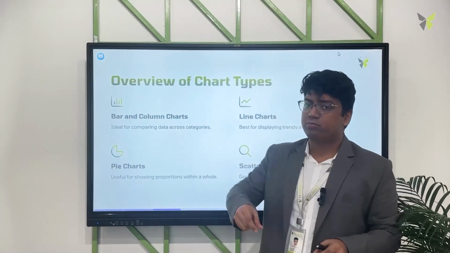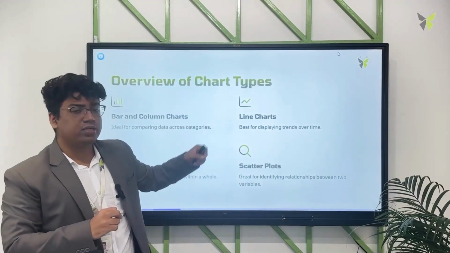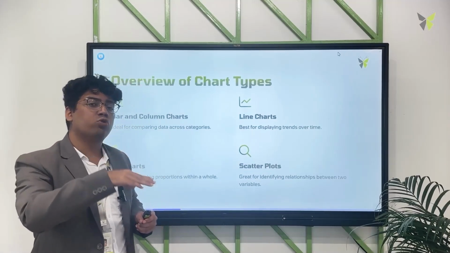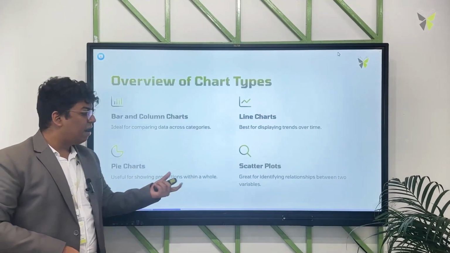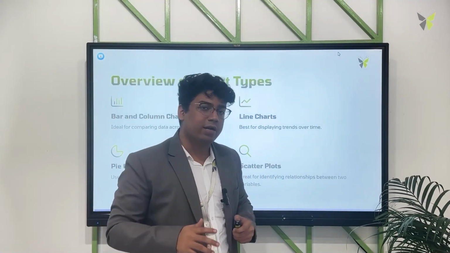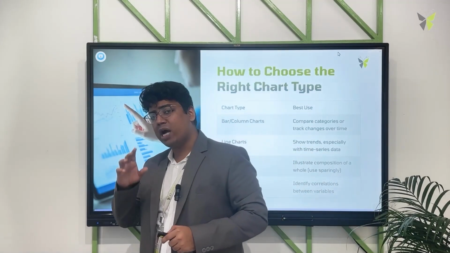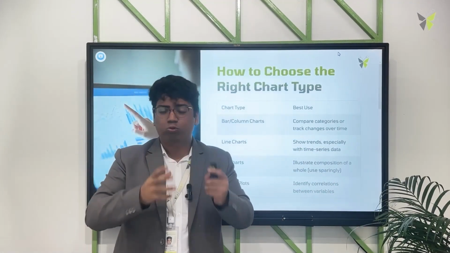Bar and column charts come with multiple bars and columns. Another one is line charts. Usually we use line charts to show trends over time. Then we have pie charts, and finally we have the scatter plot. We'll be looking at each of these chart types one by one.